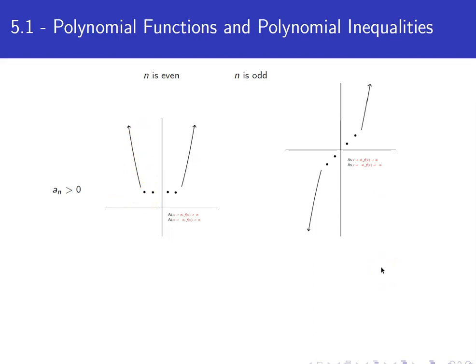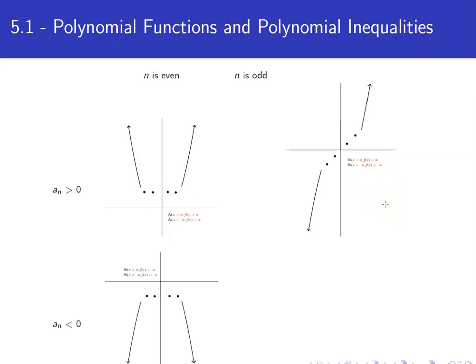But what happens if n is odd? Well, then we get this one where the left tail is pointing down and the right tail is pointing up, looking a lot like x cubed. So here would be the description of that end behavior. As x goes to infinity, f of x goes to infinity. And as x goes to minus infinity, f of x goes to minus infinity.